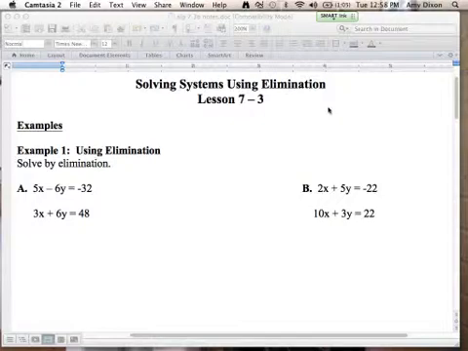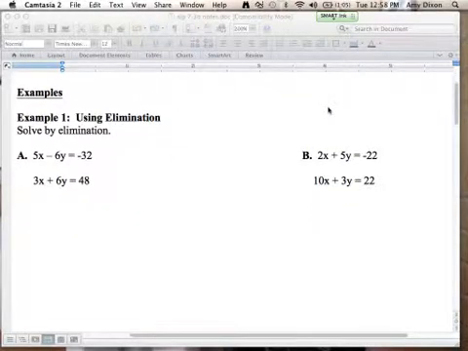Some people like this method better. This method really works when you have everything lined up correctly. If you look at these two equations on letter A, we have 5x minus 6y equals negative 32, and we have 3x plus 6y equals 48. The x's are in line, the y's are in line, our equal signs are in line, and the numbers without the variables are in line. Everything has to be exactly lined up to use elimination.